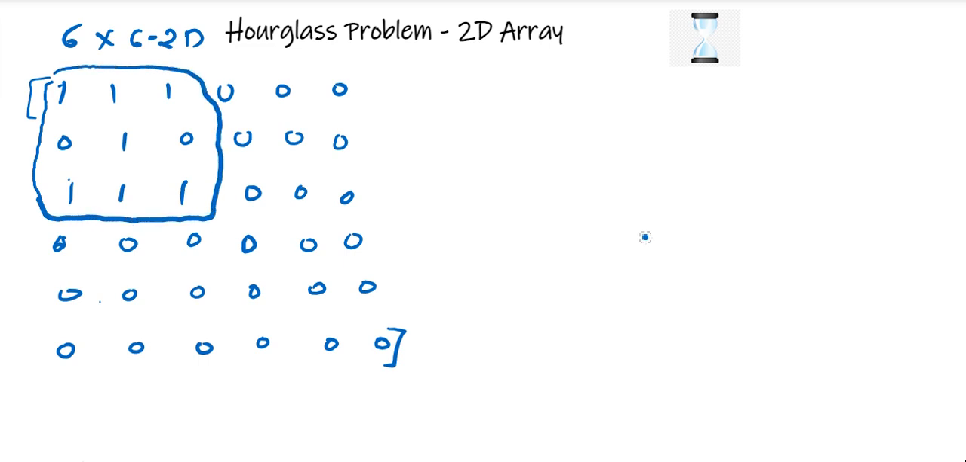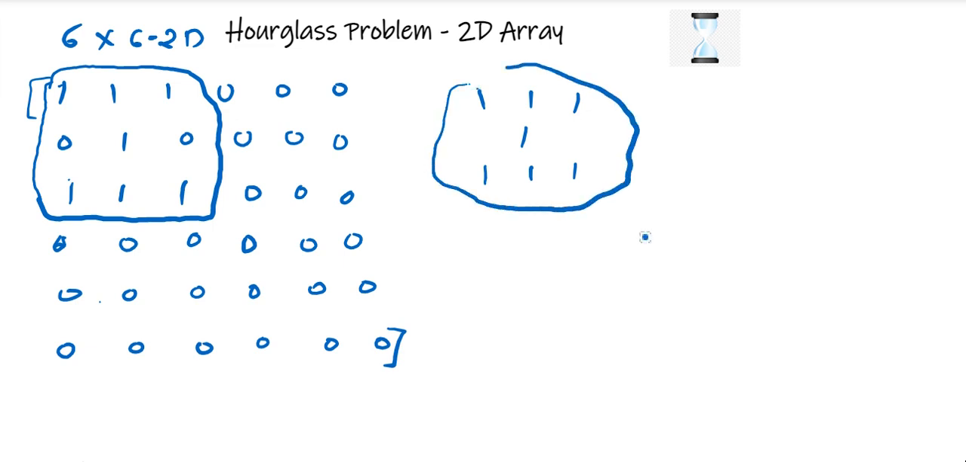So from here, this box, you can see this is our one glass. If I write down this glass as 1 1 1, 1, 1 1 1, I just remove the zeros, and you can see the hourglass like this. So we have made the array like the hourglass. So this is our one hourglass.